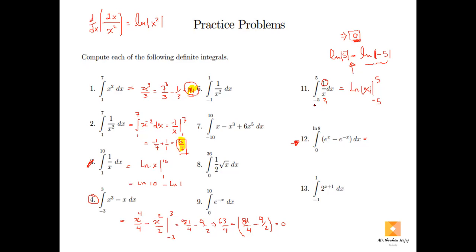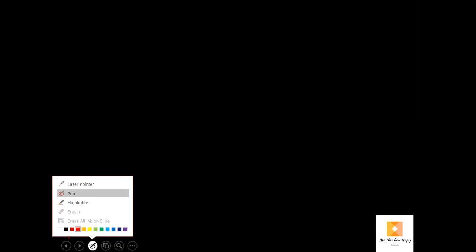So if we write it as a sum of two functions, from -5 to 5 for 1 over x dx, we can write it as from -5 to 0 for 1 over x dx, plus from 0 to 5 for 1 over x dx. The integral was not supposed to pass through 0.